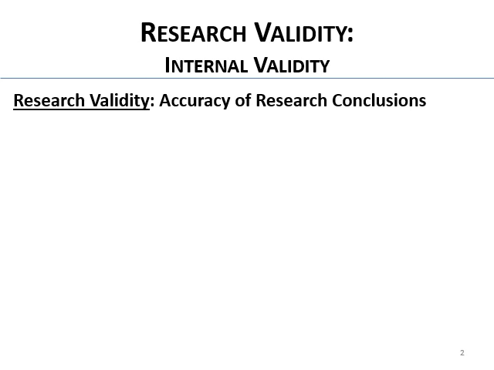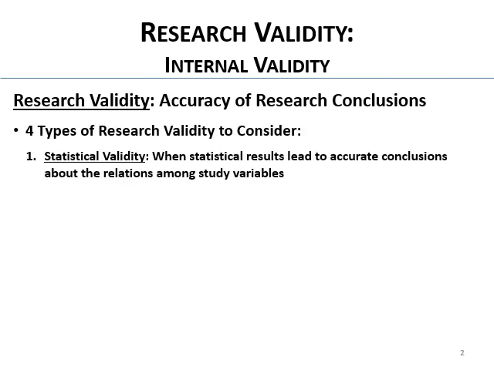So remember that we're in a series talking about research validity, and the whole point of research validity is to reach accurate conclusions with your research. And there were 4 pieces of this. So the first one was statistical validity. We talked about that last week.